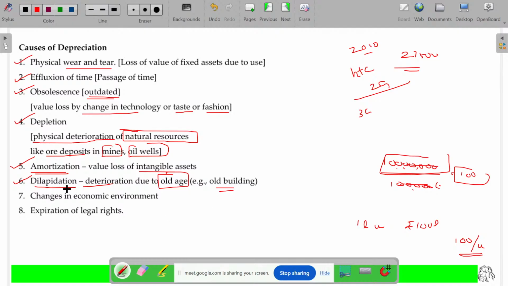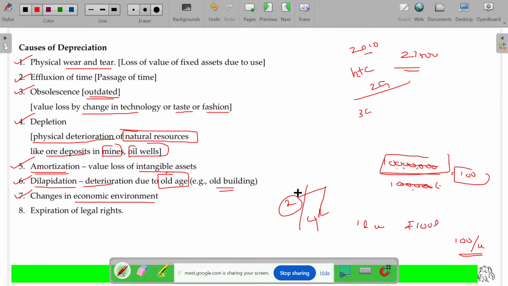And the seventh one is changes in economic environment. The asset is still capable of working, but we have grown up. We are better financially, so we move on to the next one. When we are at a middle-class level, we may purchase a two-wheeler. Some time later we go for a four-wheeler. We shifted from two-wheeler to four-wheeler. Still we have the two-wheeler kept idle.